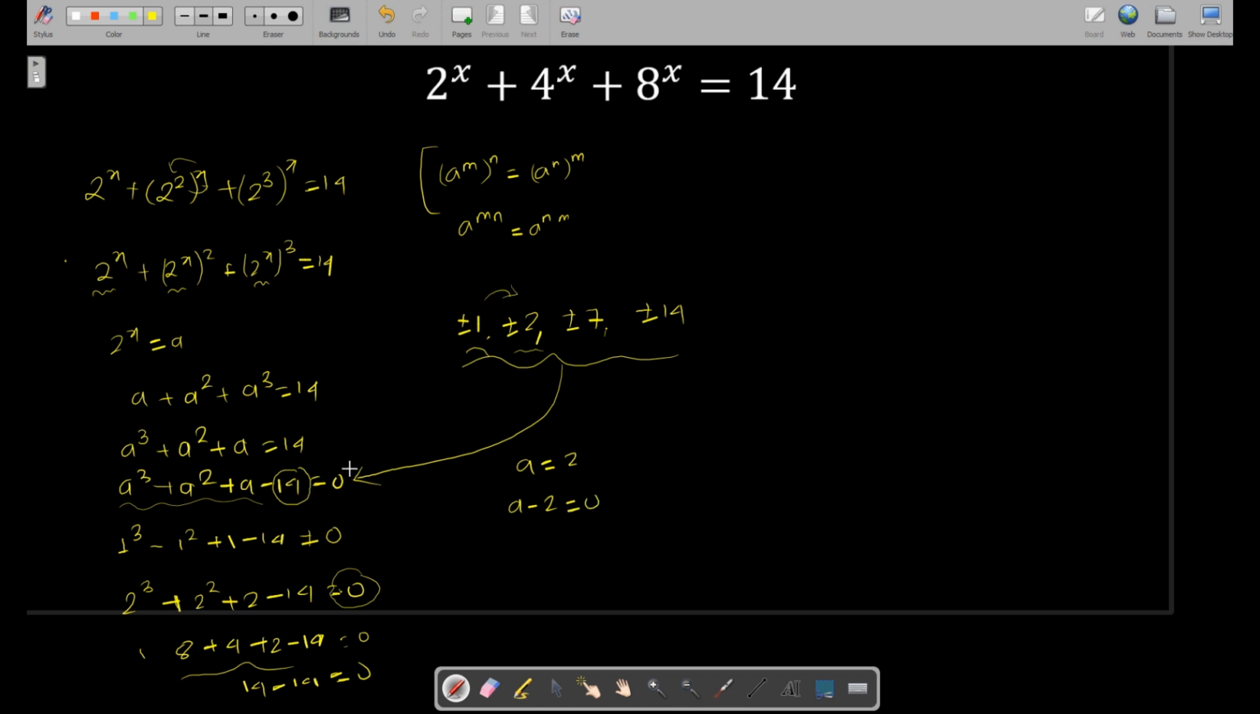Now we will factorize the given polynomial in terms of this factor. We will try to express the given polynomial in terms of this. So how will we do that? See, a cube is given.